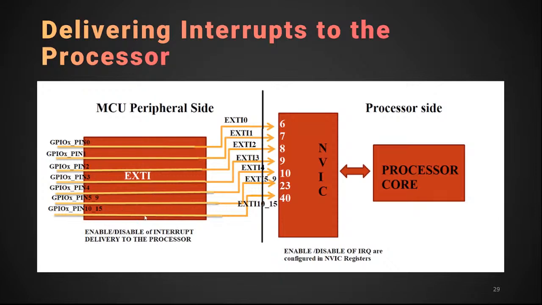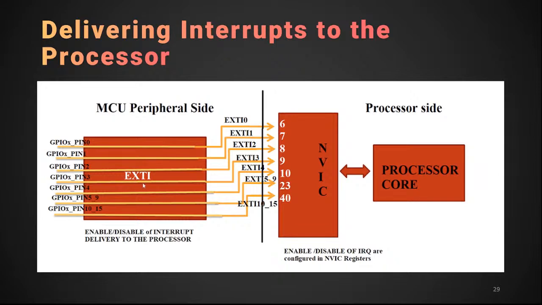where you can enable the interrupt on these EXTI pins. Okay, and it is fed to the NVIC, nested vector interrupt controller, and it goes to the processor core. So you can enable and disable the IRQ in the NVIC registers. You can also enable and disable the interrupt delivery to the processor on the EXTI.